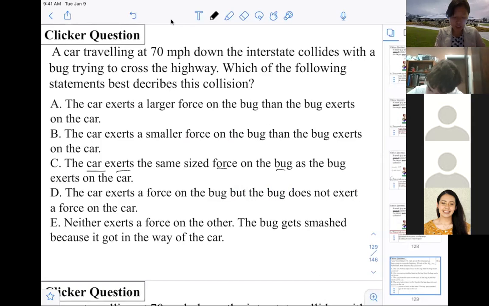But the force is the same. The car exerts the same amount of force on the bug as the bug exerts on the car. So that is carrying it to an extreme scenario. But using Newton's third law, that must be true, right? They just have a different effect on different objects.